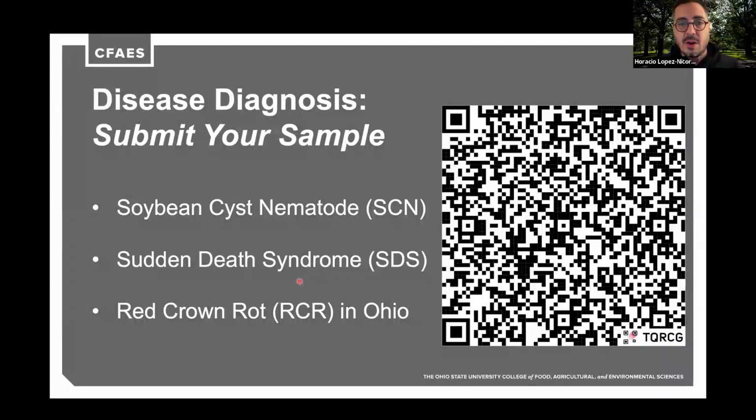And with that, I'm going to leave this QR code again. This will give you access to a folder that we prepared with a lot of instructions on how to submit samples to the lab. And we're here to help. We are here to receive and work with your samples in case you want to verify whether or not you have red crown rot in your field. So check that QR code, a lot of information there, a lot of the forms and how to submit that.